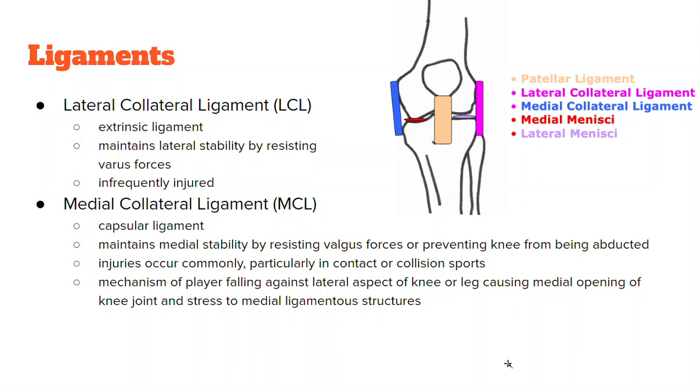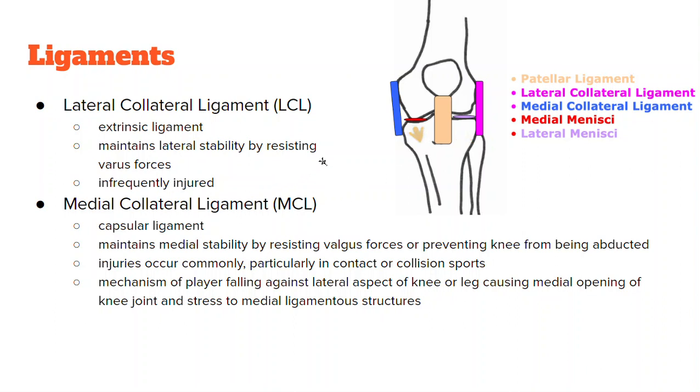Then we have some extrinsic ligaments, your lateral collateral ligament and your medial collateral ligament, or the LCL and the MCL. So on this diagram, we have our lateral collateral, because it's on the fibular side, the LCL, medial collateral on the medial side. We also have the patellar ligament going from the patella to the tibial tuberosity, and then I'm also highlighting the menisci here.